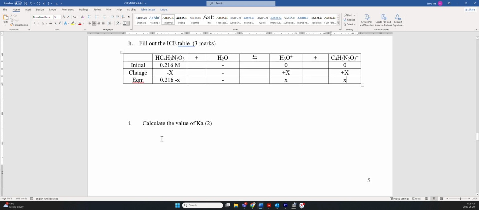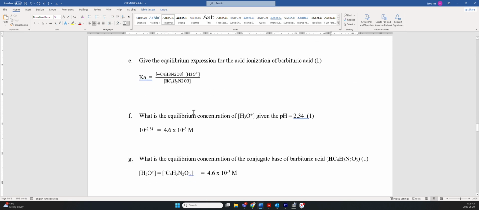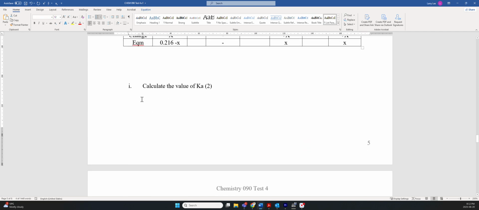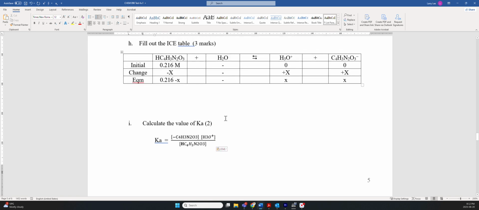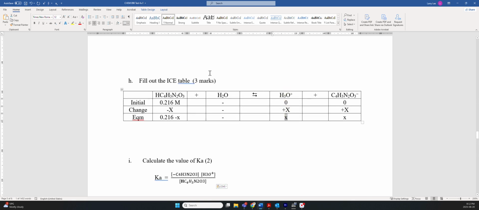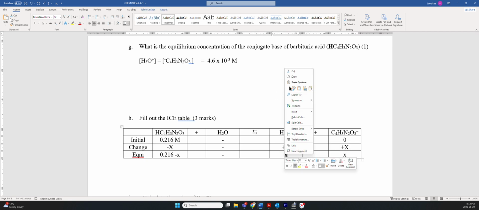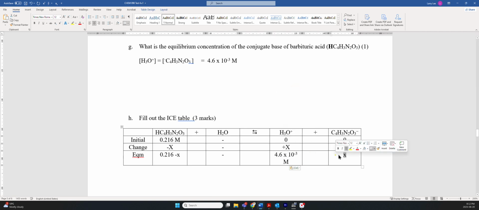Now the rest, calculate Ka. All you have to do, take this formula, put it down here, fill in the values of this down here from what we found. We got 4.6 times 10 to the minus 3 for both of them. So we'll put that in. Okay, 4.6 times 10 to the minus 3. If you don't put in the M, that's no big deal. But that's the concentration. And that is the value of x.